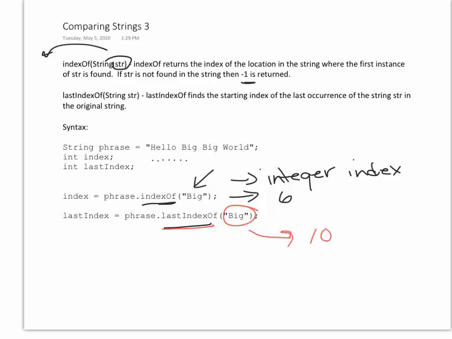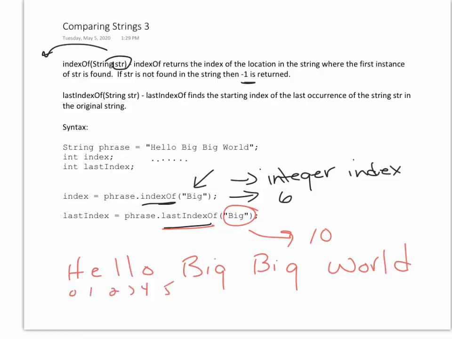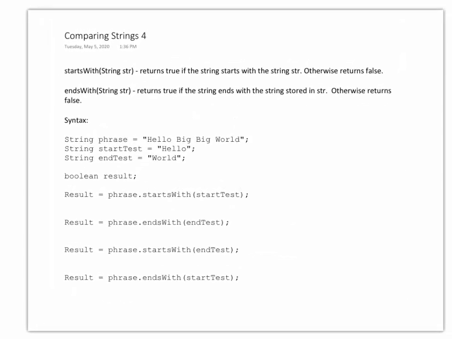Just to demonstrate why that is, let's look at it again with the indexes underneath. So 0, 1, 2, 3, 4. Don't forget the space. 6, 7, 8, 9, 10, 11, 12, 13 for the space, 14, 15, 16, 17, 18. Oh, I got off a bit there. Okay, so if we're looking for the first instance of the word big, that starts at index 6, and we can see that really clearly when we look at it this way. And then we look at the last index of the word big, and you see that it starts at 10.